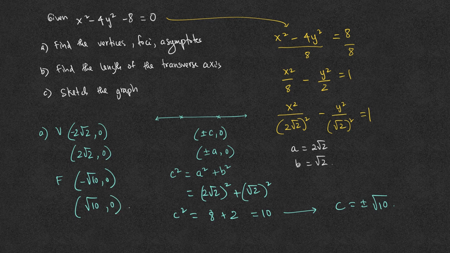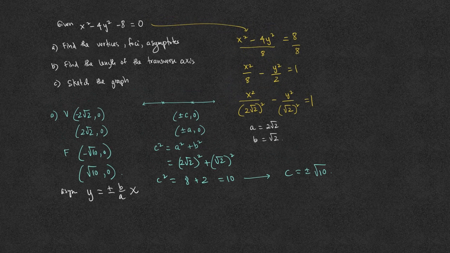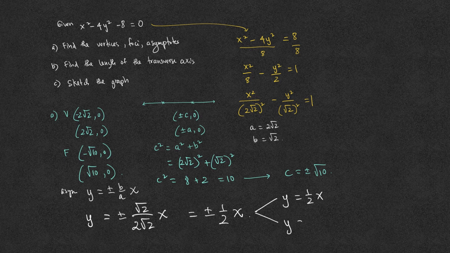For a hyperbola with a horizontal transverse axis, the asymptotes are always y equals plus or minus b over a times x. But good thing we rewrote a and b. y equals plus or minus root 2 over 2 root 2 times x, and so this is plus or minus 1 over 2 x, where we have two equations, two asymptotes: y equals 1/2 x and y equals negative 1/2 x.